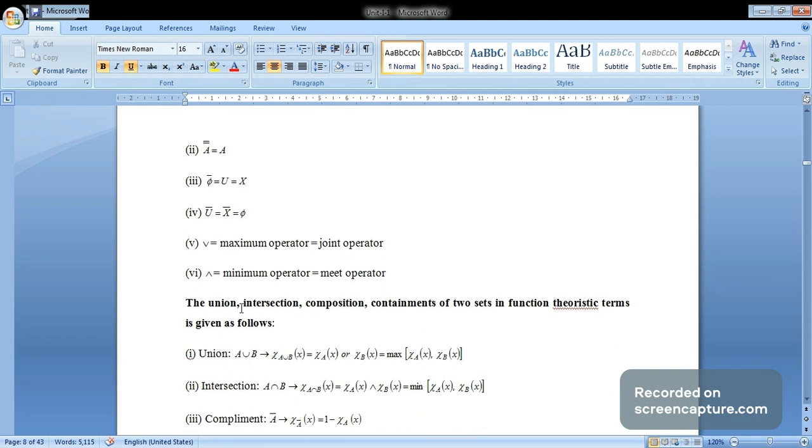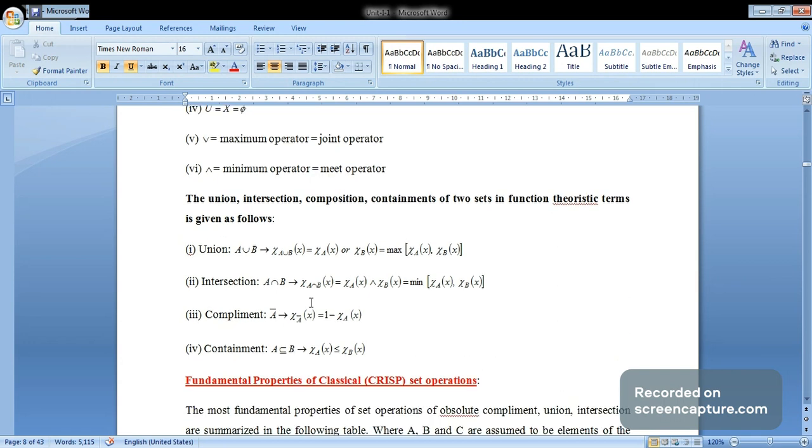Okay, next the union, intersection, complement, and containment of two sets, the fuzzy set terms, are given as follows. Like we define the union operator. The union for two fuzzy sets A and B is defined as A union B tends to X, A union B of X equals XA of X or XB of X, that is the maximum of XA of X, XB of X.